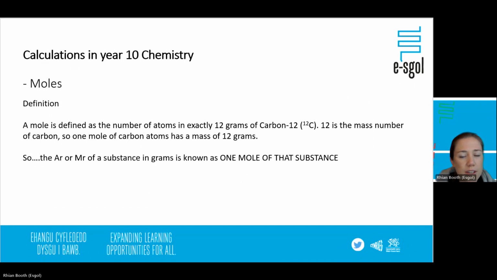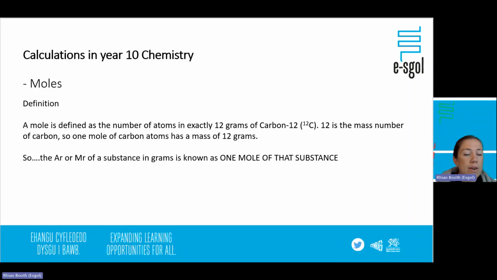First of all, have a look at this definition. A mole is defined as the number of atoms in exactly 12 grams of carbon-12. 12 is the mass number of carbon, so 1 mole of carbon atoms has a mass of 12 grams. Now that might seem confusing, but we will be looking at some examples that will make it much clearer.